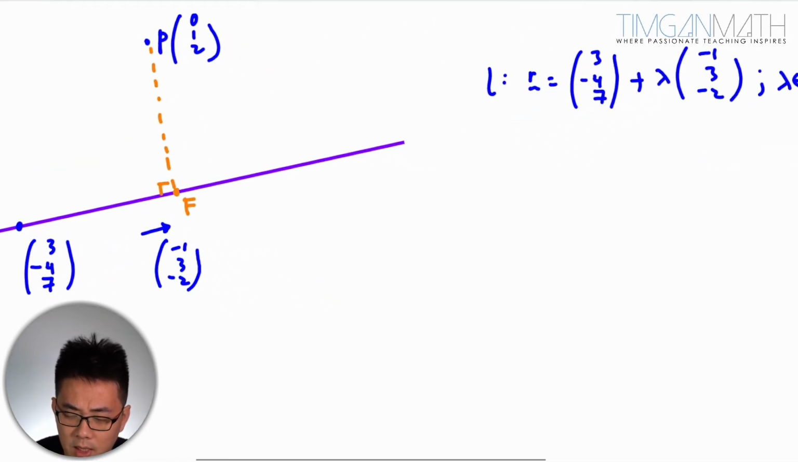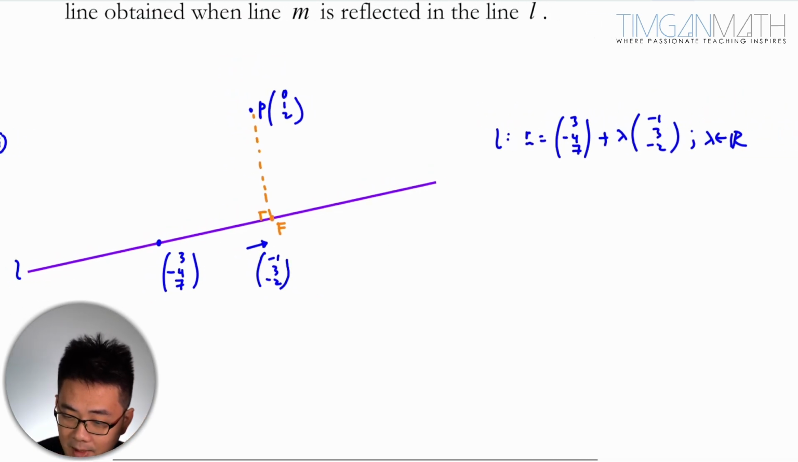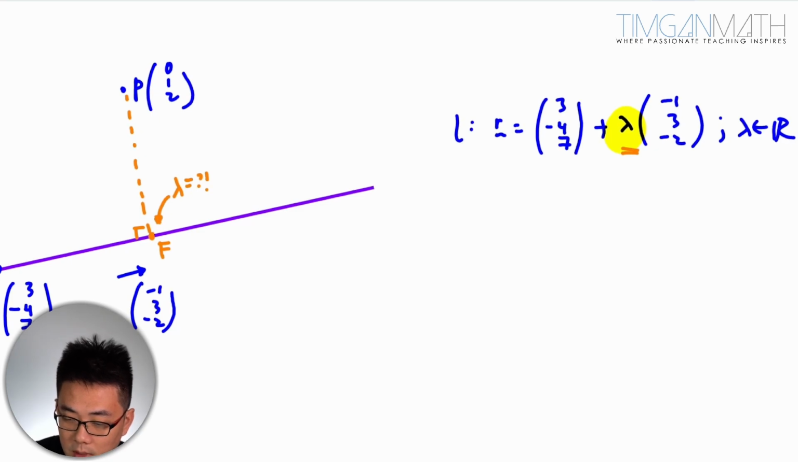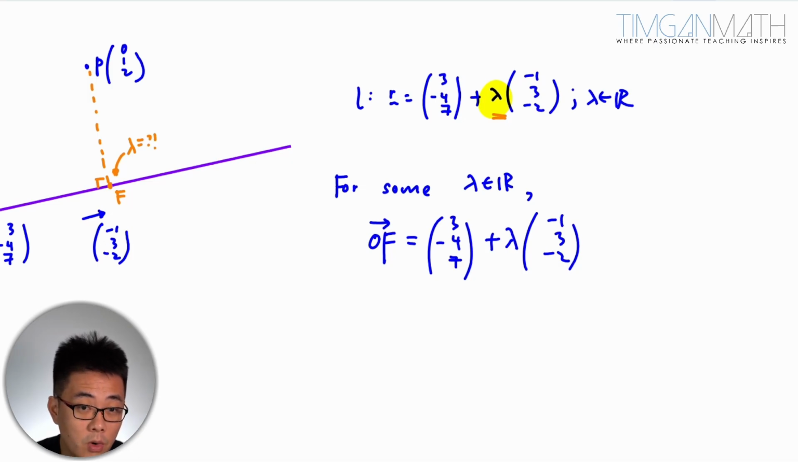Remember, because F is on the line, this lambda is like a housing address. Every point on the line has a different lambda. If you give me lambda equals 0, I know it corresponds to this point here. Lambda equals 1, maybe it's here. Lambda equals negative 1, maybe it's here, I'm just guessing. So the question is, what is this lambda? Once we have it, we can substitute into the line equation and find the point. For some real value lambda, OF equals (3, -4, 7) plus lambda (-1, 3, -2). For a particular lambda, it will correspond to that point.